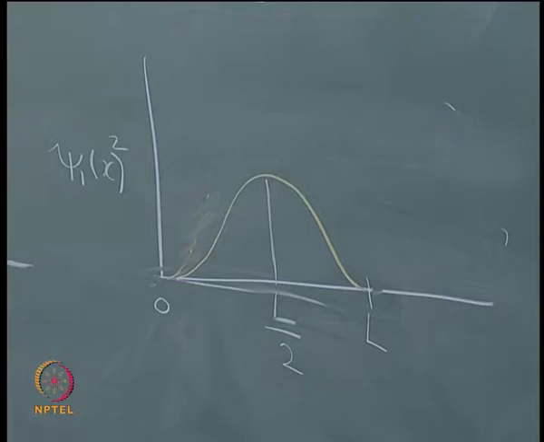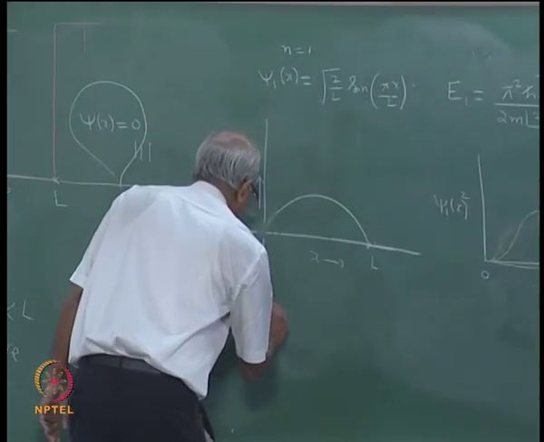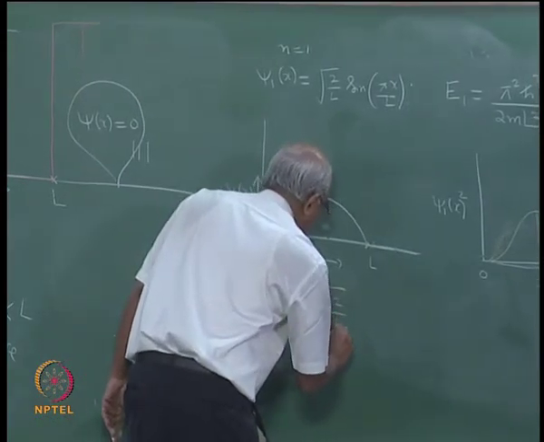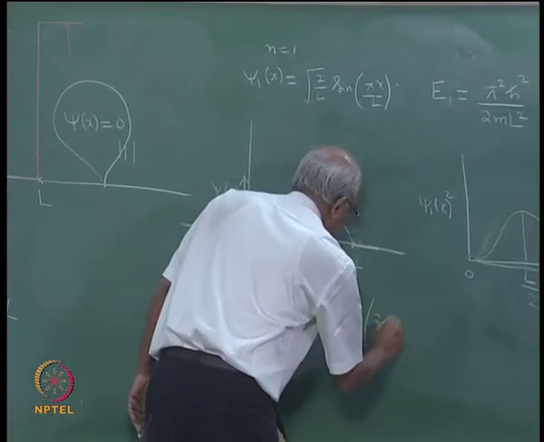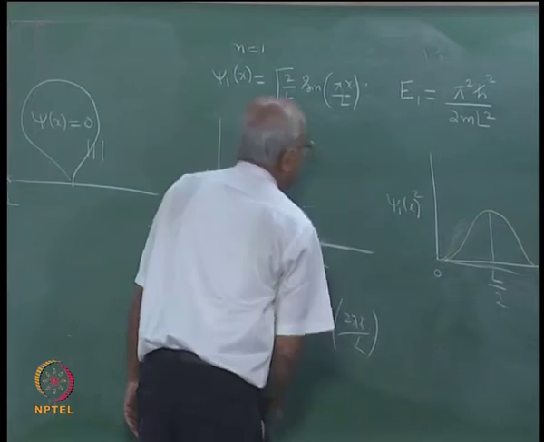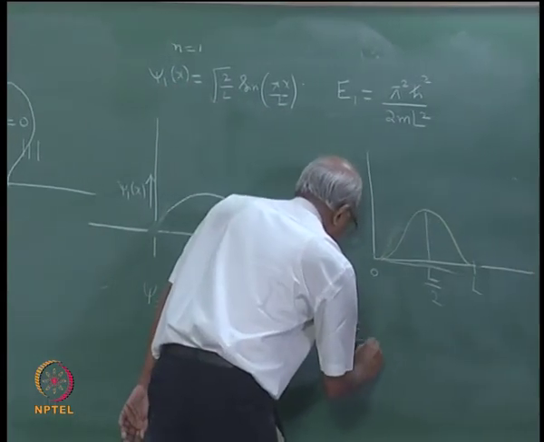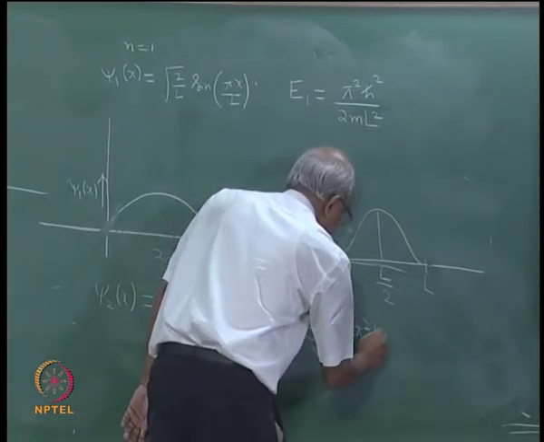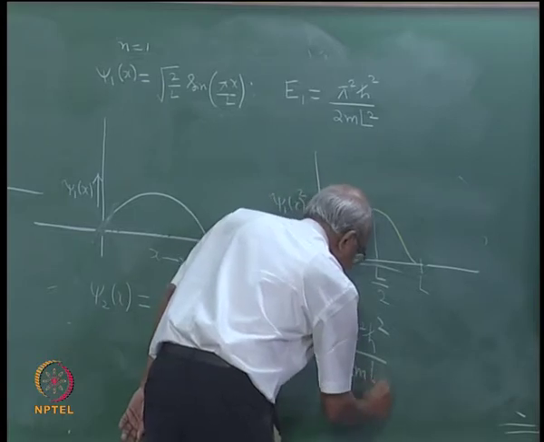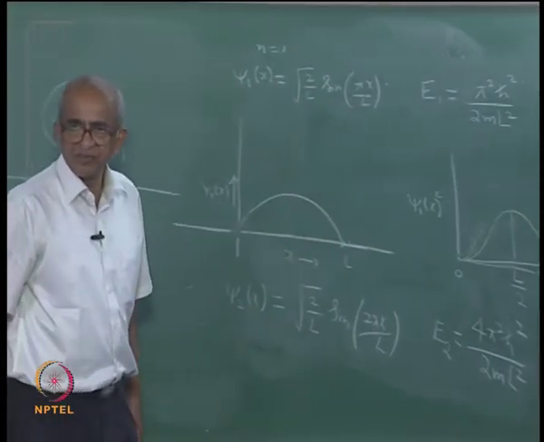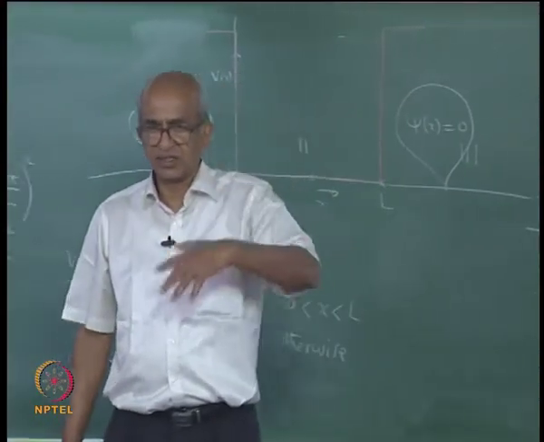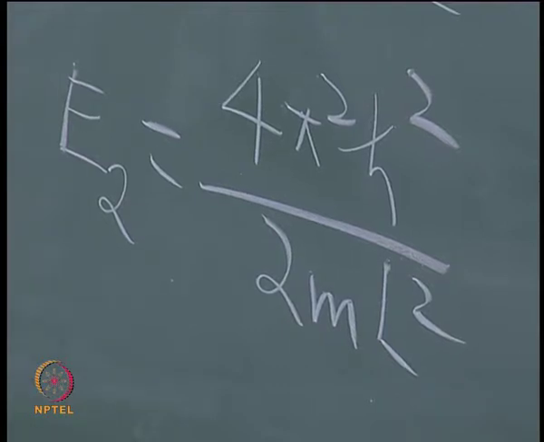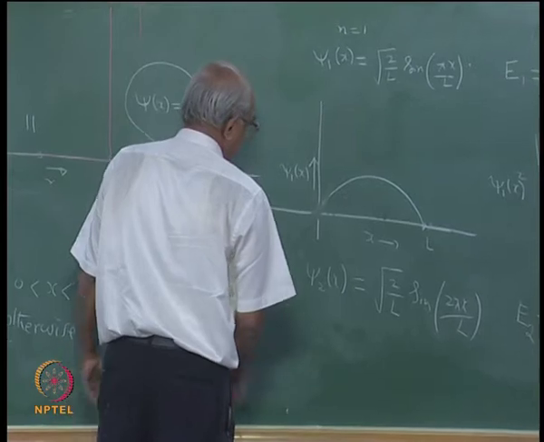Now, suppose you think of the next possible function, which is psi 2 of x. The function will be square root of 2 by L sin 2 pi x by L. The associated eigenvalue, or the associated energy, will be E2, which is equal to 4 pi square h cross square divided by 2 m L square. This will be the associated eigenvalue. The energy is greater than the previous one, right. And if you made a plot of this function against x, how would it look?